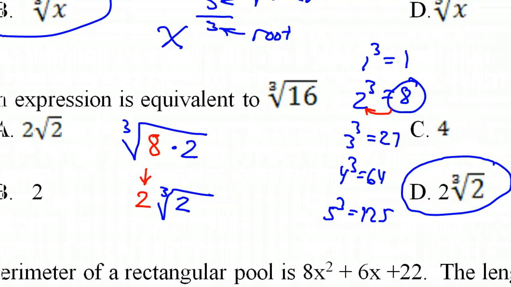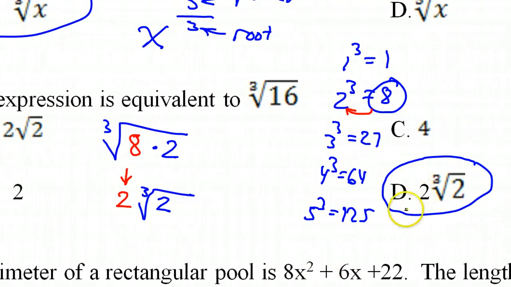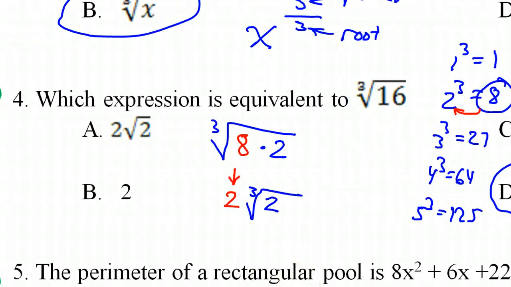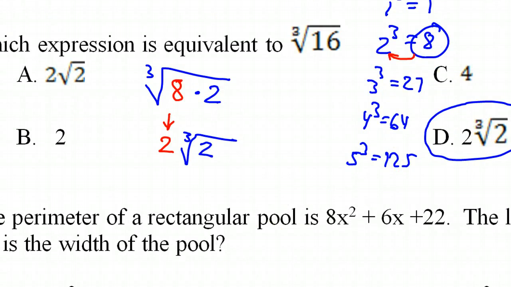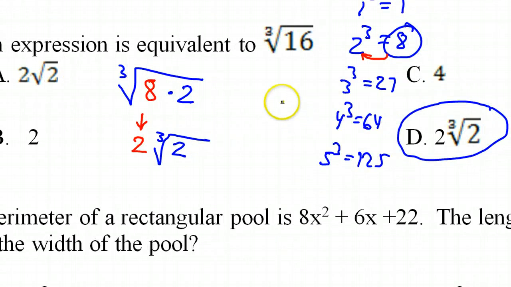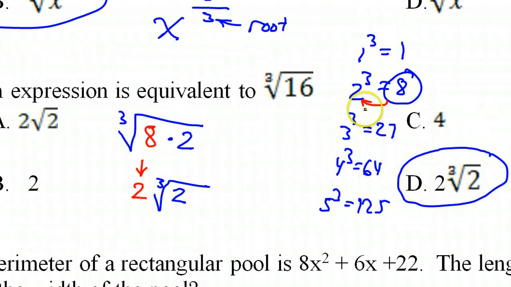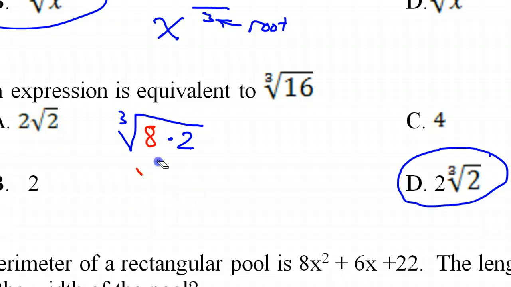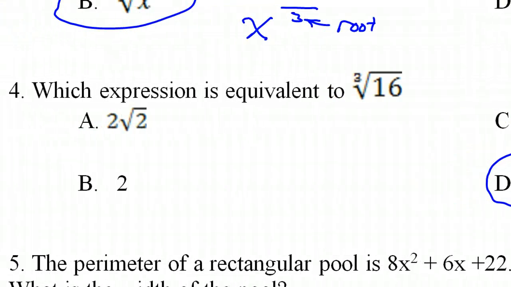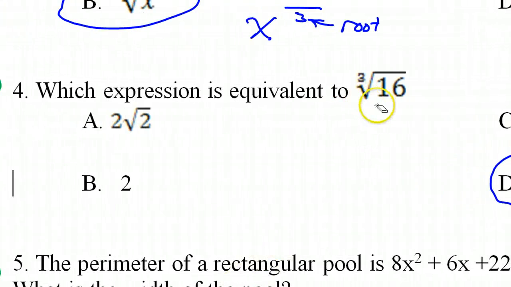This was a very frequently missed problem. Not as bad as number 5, but it was right up there. Now, the calculator won't just give you 2 radical 2, but let me mention something about the calculator as far as checking your answers. Because when you take the end of course test, there will be a lot of multiple choice questions.